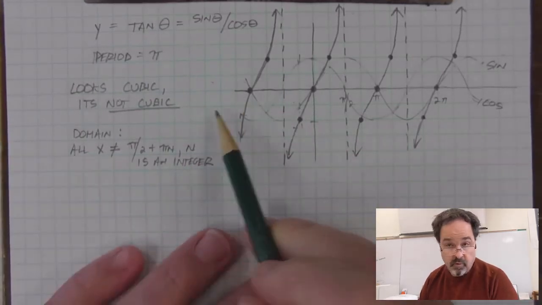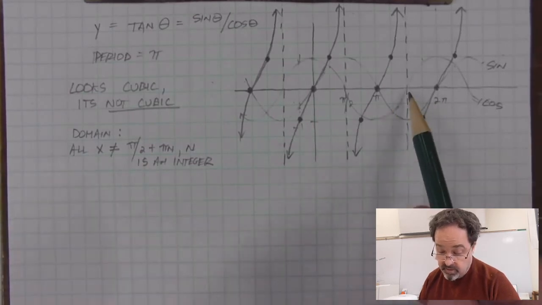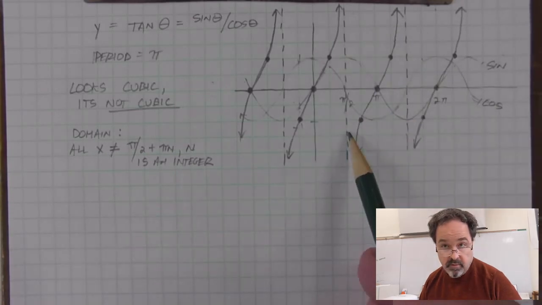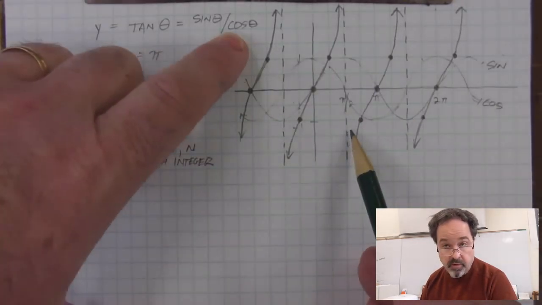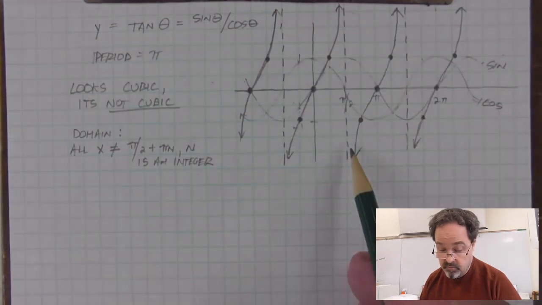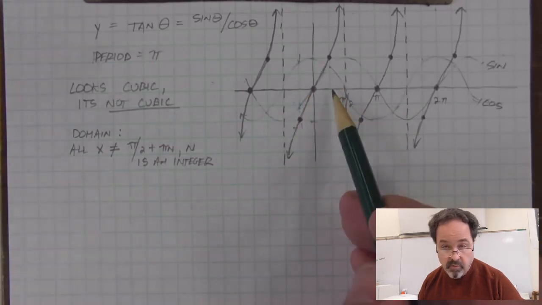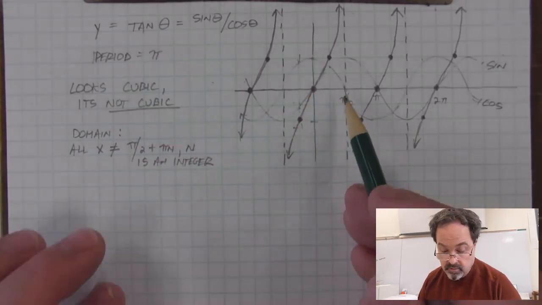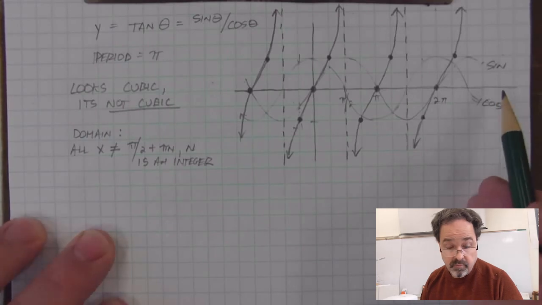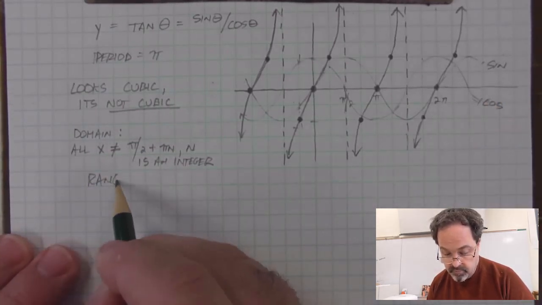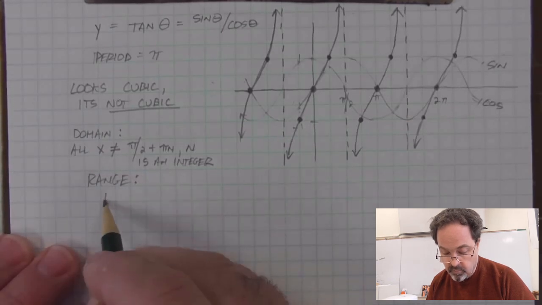The domain is all numbers, but you can't find the value of tangent at places that have a vertical asymptote. That would be a division by 0 error. And those vertical asymptotes are located at pi/2 plus and minus any integer amount of pi. There are an infinite number of vertical asymptotes. And the range of tangent is all real numbers.